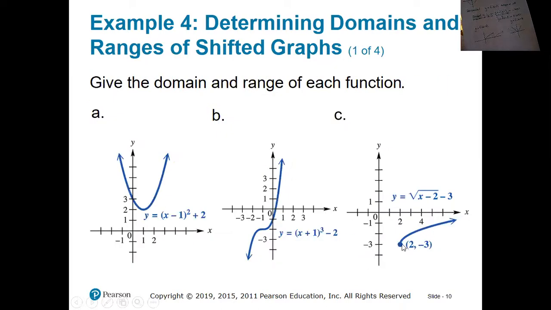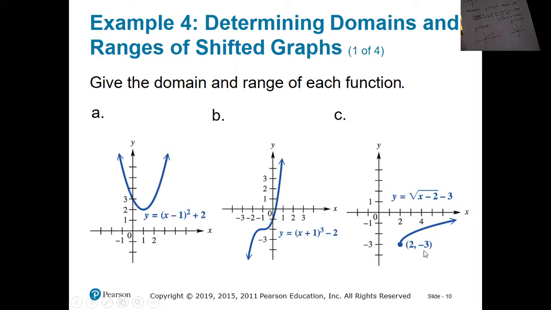Well, we know this is the square root parent function. So we started here, and it looks like we went 2 to the right, and then we went down 3. So we start with our square root function of x, and then we show that we went 2 to the right, so we use the opposite sign, and then we went down 3.